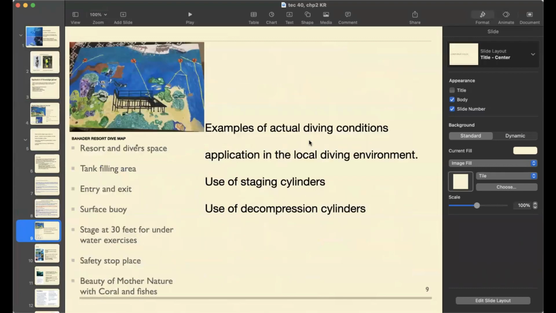The examples that we're going to do are tomorrow at the dive site. The applications will be in the local dive environment, using the staging of the cylinders and how to use the decompression cylinders. That we'll do in the open sea.